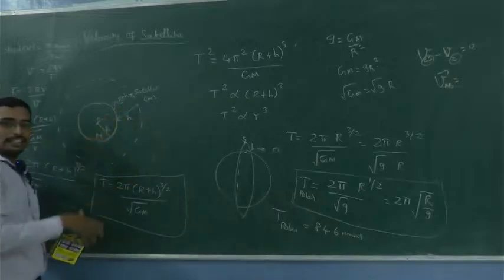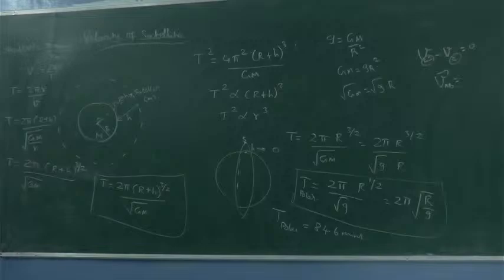We are going to calculate this H value using the time period formula. Time period formula: T is equal to 2 pi root of (R plus H) whole cube over GM. Okay, tell me what is T value? Time period for geostationary satellite, 24 hours. 24 hours means how many seconds? 86,400 seconds. So this value is 86,400 seconds.